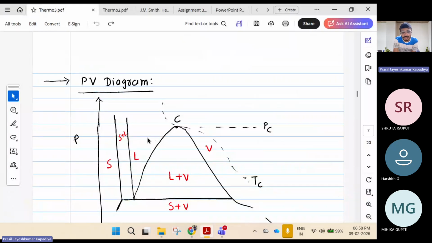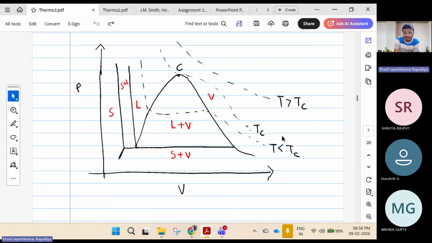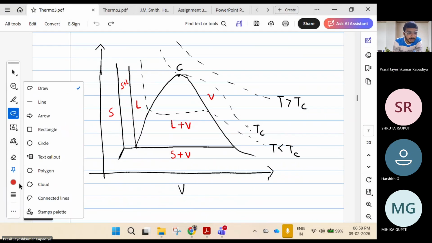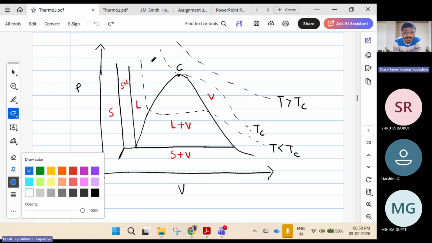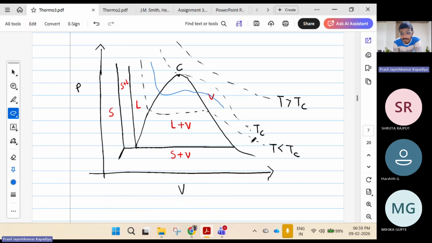So as my temperature is increasing, let's say I will go from this temperature curve to this temperature curve. Then again, if I am increasing, I will go to this temperature curve. So what is going to happen when I am increasing the temperature? This difference in vapor and liquid volume is going to reduce, and there will be one point where there is no difference in liquid and vapor volume. It is as simple as that: when the liquid and vapor volumes are the same, that will be our critical point.